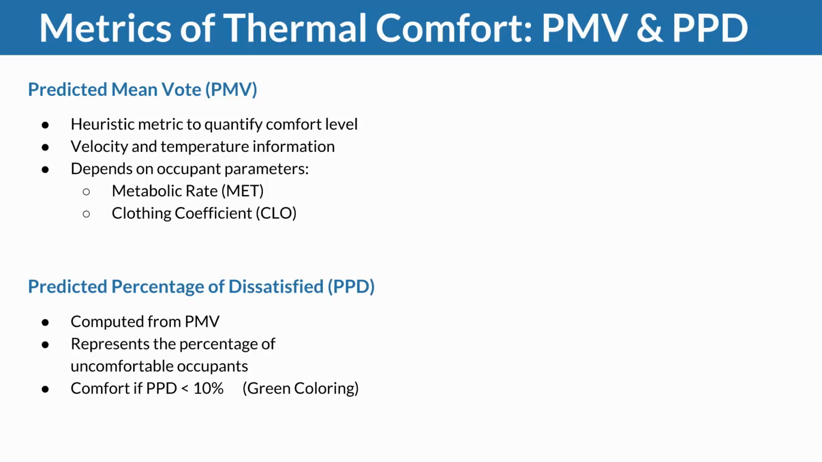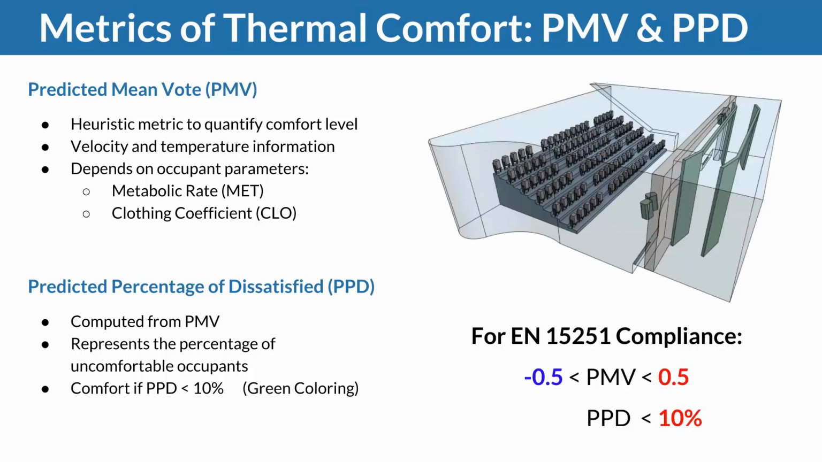And so the big question is, in order for our design here to be compliant with EN 15251, we need to be able to bring PMV into a range between -0.5 and +0.5. And the same goes for PPD. We're shooting for the predicted percentage of dissatisfied to be below 10%, right? And that's what CFD now comes down to, right?